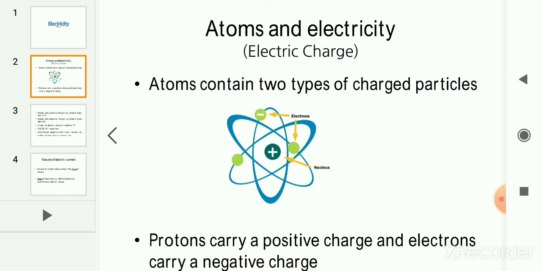You all know the structure of an atom, which we have learnt in our previous class. An atom contains two types of charged particles: protons, which carry positive charge, and electrons, which carry negative charge. Positively charged protons and negatively charged electrons are present in an atom. So now we see atoms and electricity, that means electric charge. Now we are going to learn about electric charge.